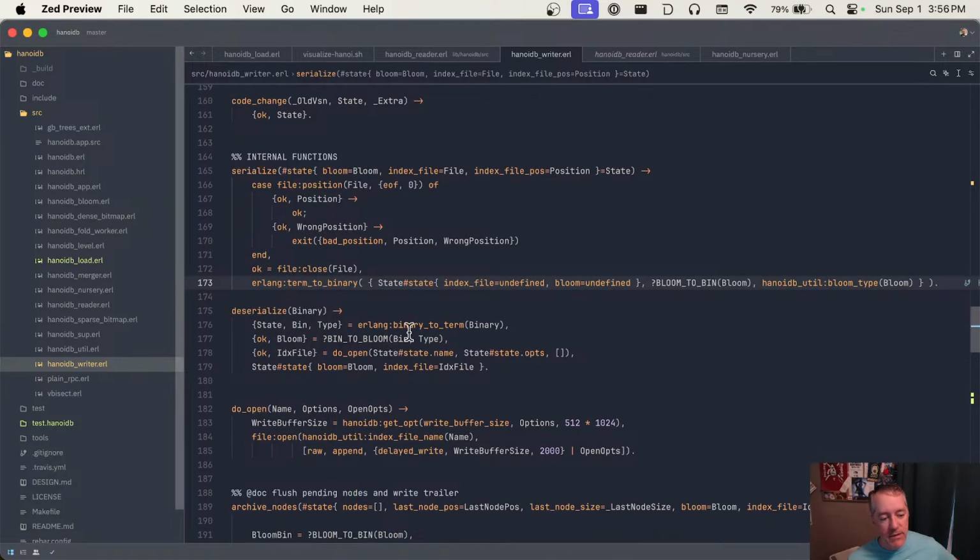Right, and the deserialize here does something very similar to what was done in the reader. Decode the term that was serialized, turn the bloom filter back into a data structure you can manipulate, open the file, and then I'm assuming this is resetting the position. The open ops state.ops.